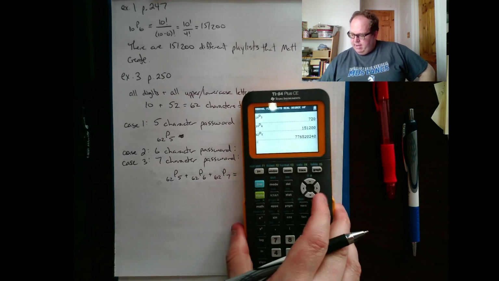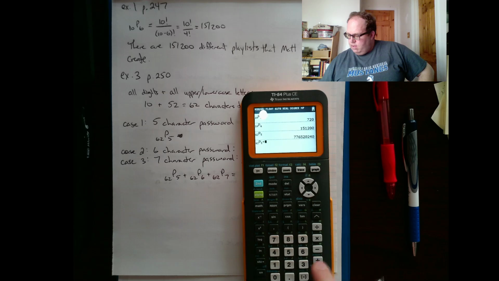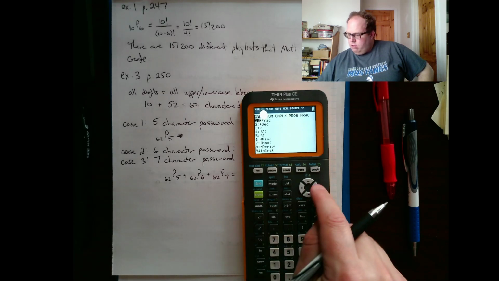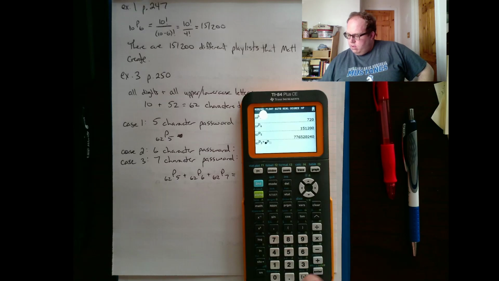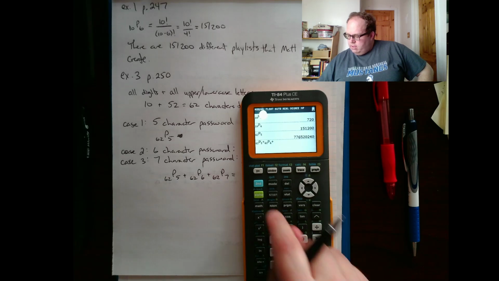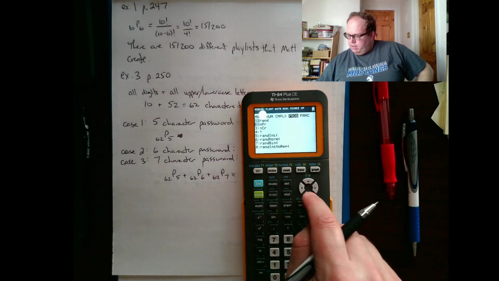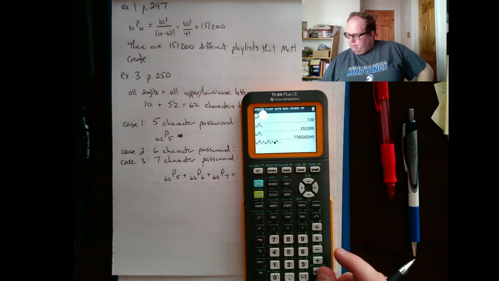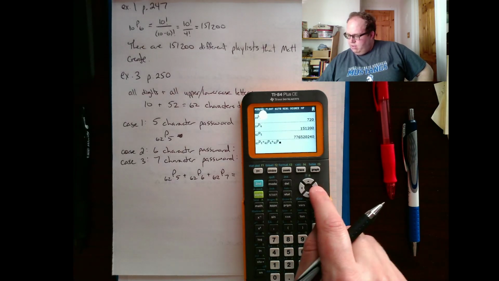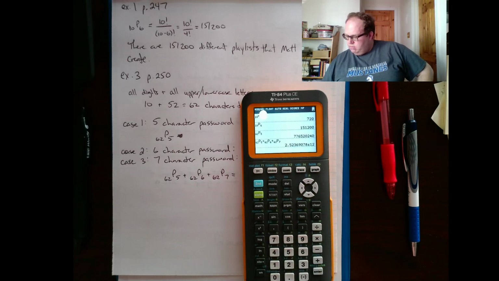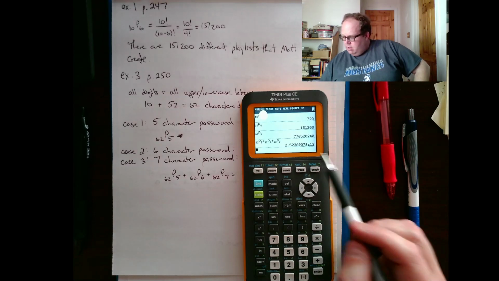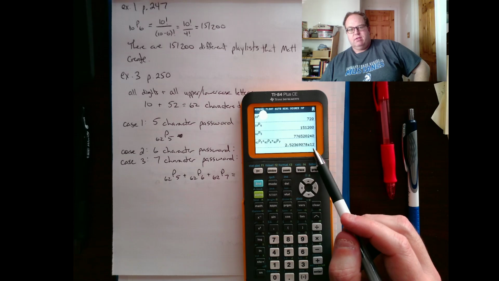If I work all that out, math, probability, 62p5 plus 62p6 plus 62p7, and the reason that I put it all in one here is these are going to be large numbers, and I might as well just write one large number down instead of 4. Now, I want to stress there's an e12 on the end of this number. That means times 10 to the 12.